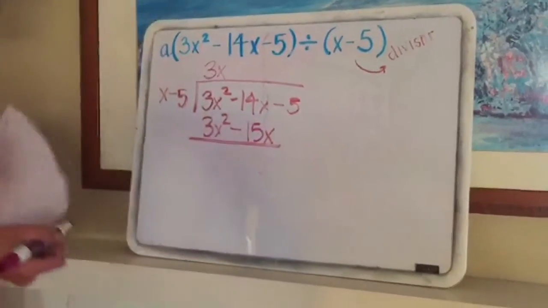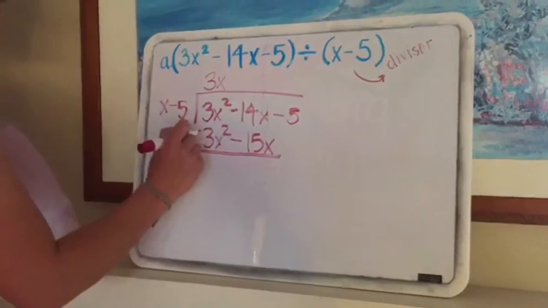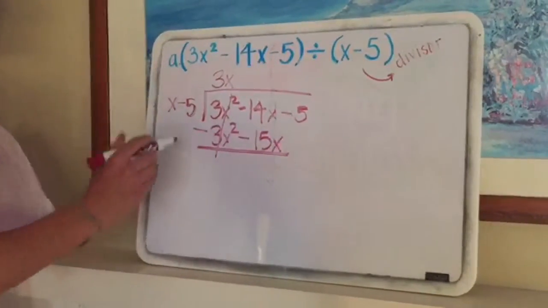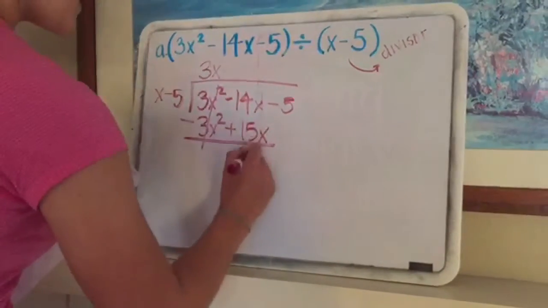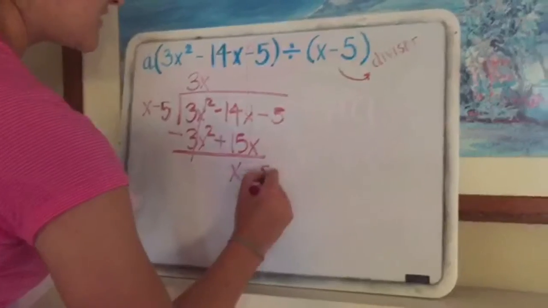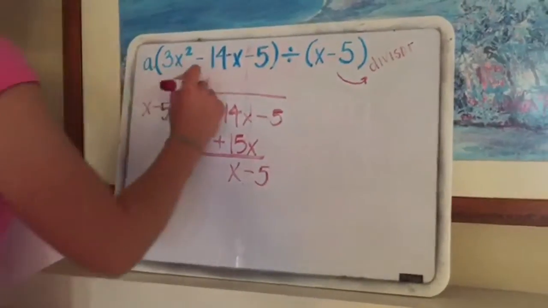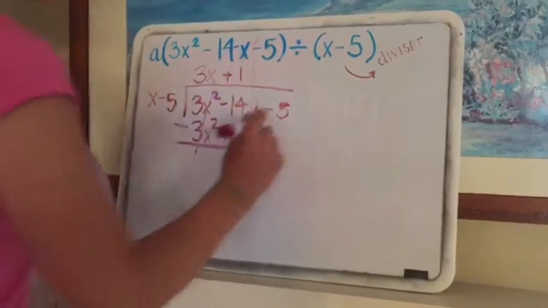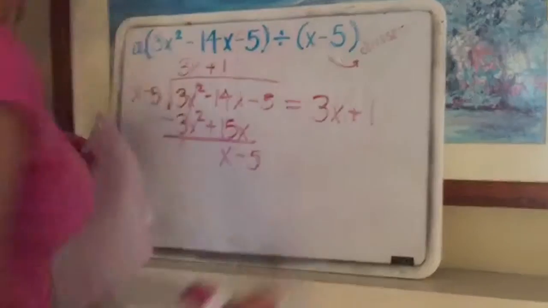Our next step would be to solve this. So we would subtract this to cancel this out, and we would change this sign to a positive, leaving us with x minus 5, which is the same as our divisor, which means it goes in evenly. So this becomes just a plus 1. So our final answer is 3x plus 1.